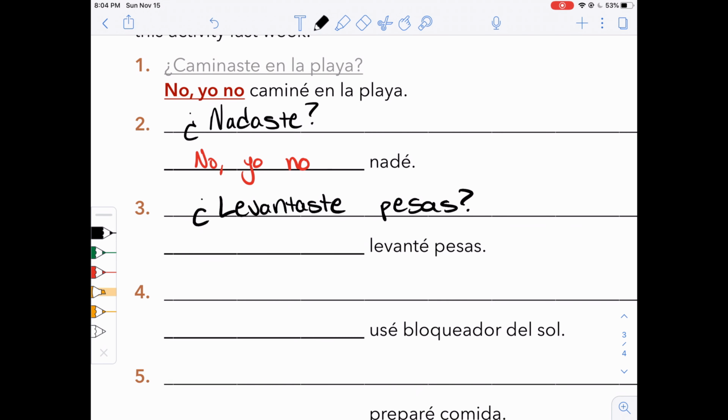Can you guys hear the fire truck in the background? It's very exciting. Because I, and probably those firemen, also did lift weights. I would say, sí, yo levanté pesas.